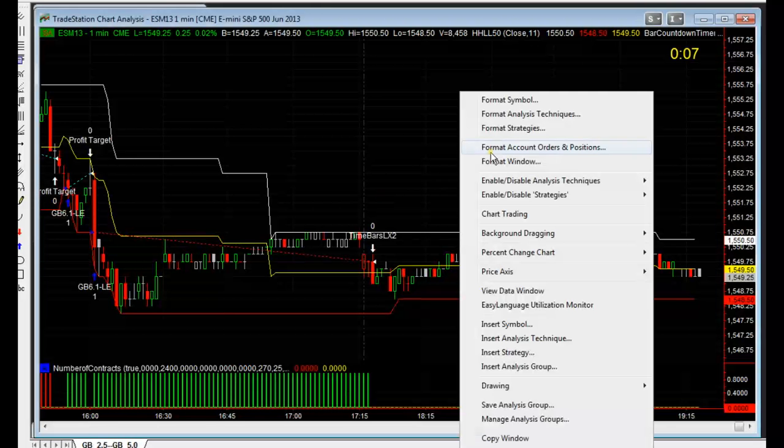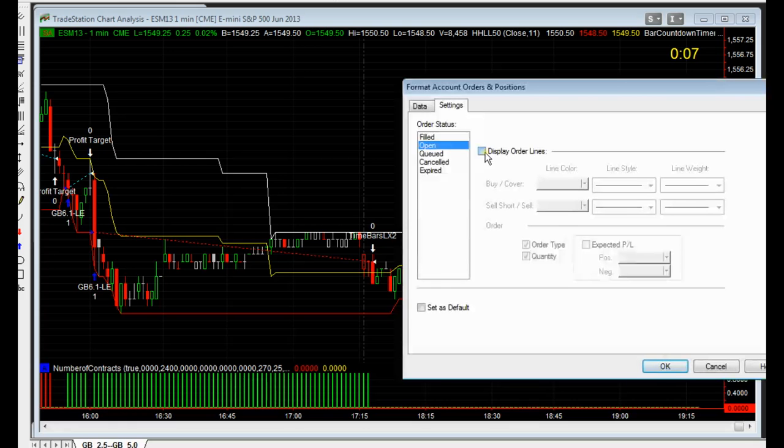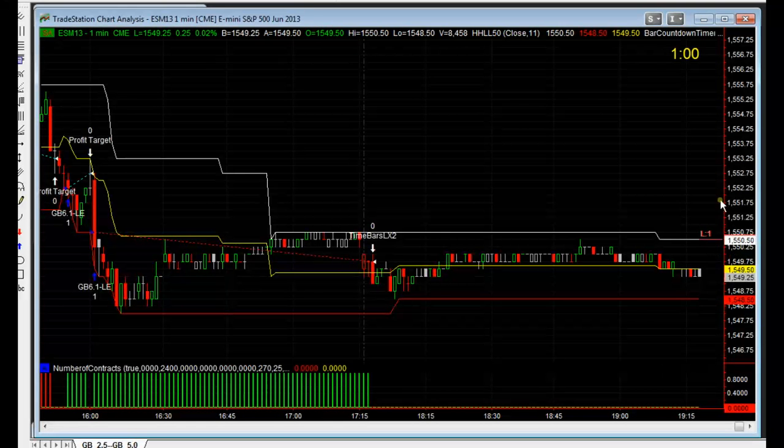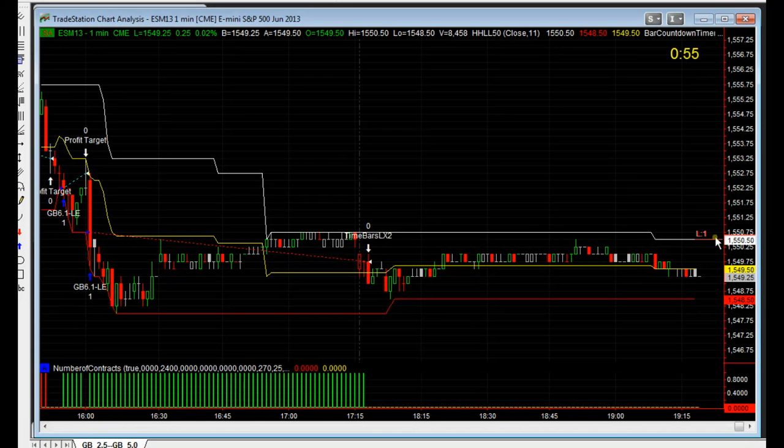And what I have turned off, which I'm going to turn back on, is I want it to show my position orders. And you can see the little red line there with the L1. So it's trying to offer or sell one car there at the 15.50.